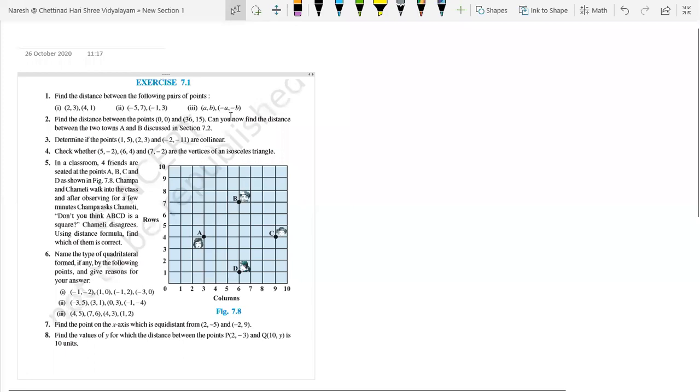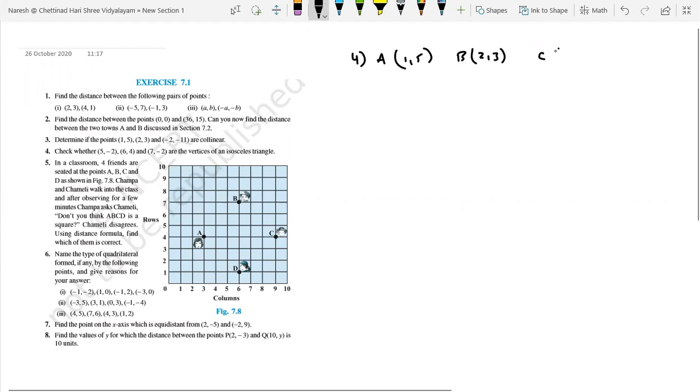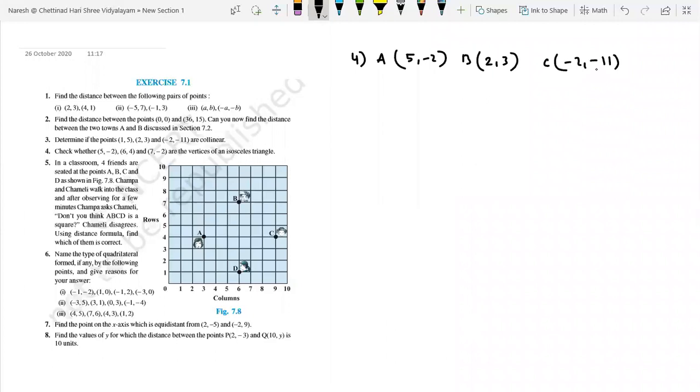Check whether three points are the vertices of an isosceles triangle. What is the condition for an isosceles triangle? They are given the points: A (1, 5), B (2, 3), and C, sorry guys, A (5, minus 2), B (2, 3), C (minus 2, minus 11).